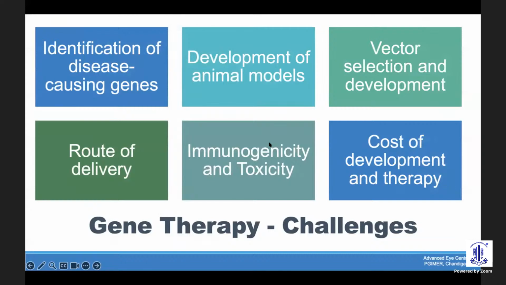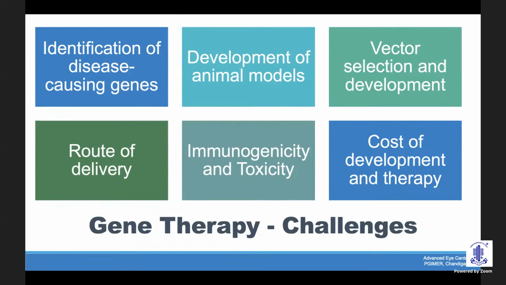So there are multiple challenges in gene therapy also. Most important is the identification of the disease-causing genes. When we order genetic testing with a good clinical suspicion, we still have a rate of about 80% positivity. So there are still about 20-30% of the genes that we don't know about that are causing these genetic diseases. And there are many more diseases that we don't yet know have a genetic predisposition. So that is important. Once the genes are identified, the development of the animal models, and then the vector selection and development to deliver the gene therapy, is another important aspect.